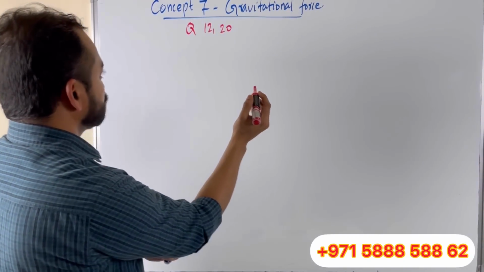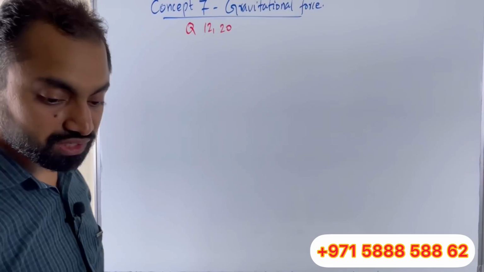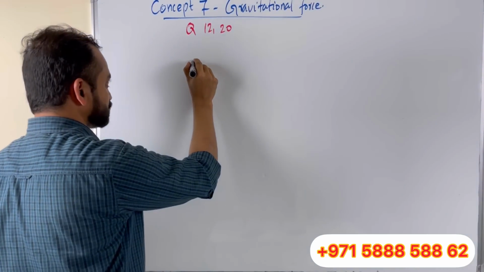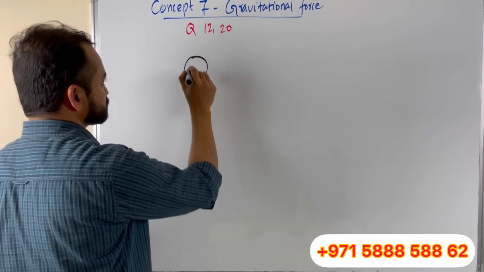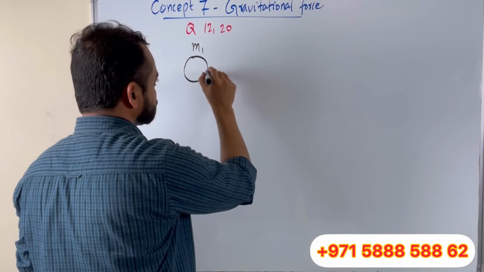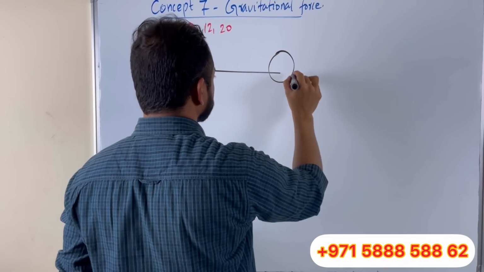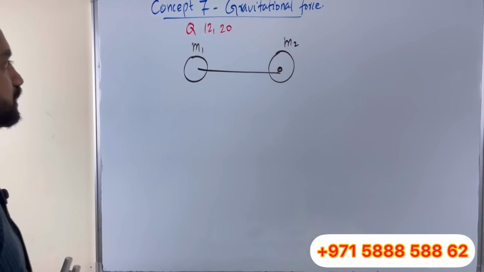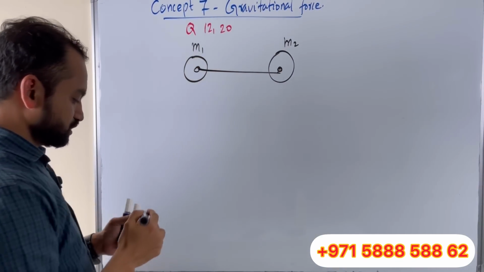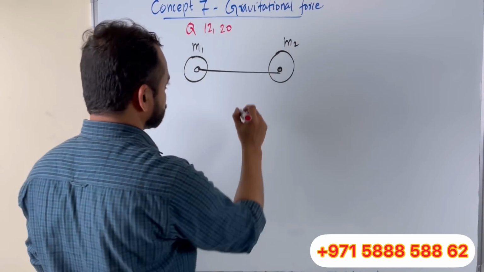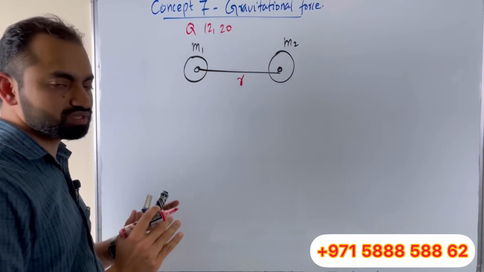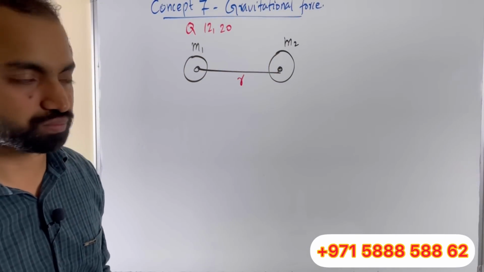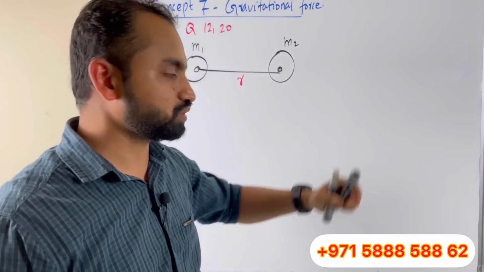So this is Newton's law of universal gravitation, which gives an equation to calculate the gravitational force between two masses. For example, here we have an object with mass m1, and at a distance r we have another object with mass m2. They are separated by a distance r. R is the distance between them, always measured from the center of one mass to the center of the other mass.